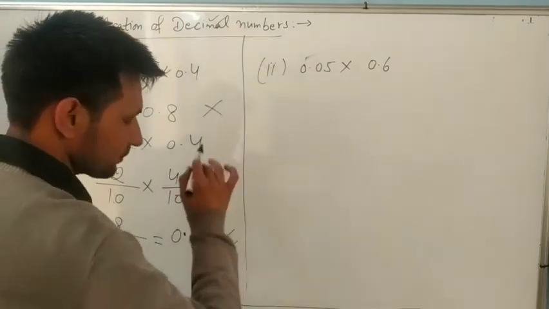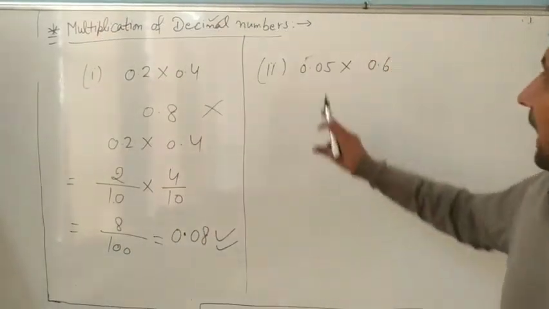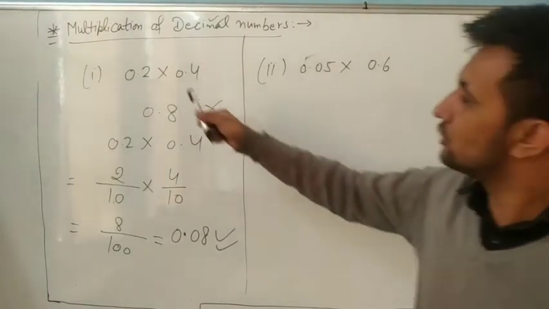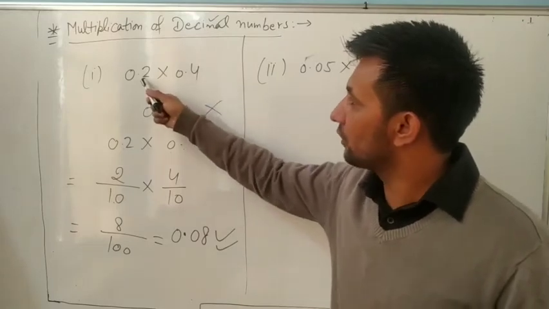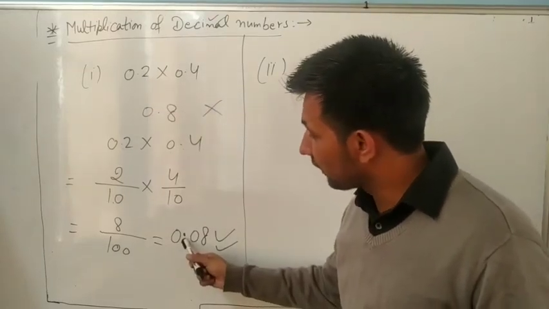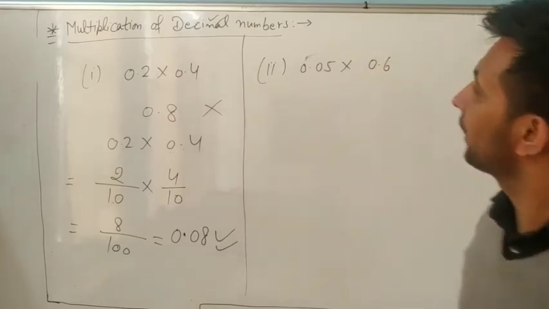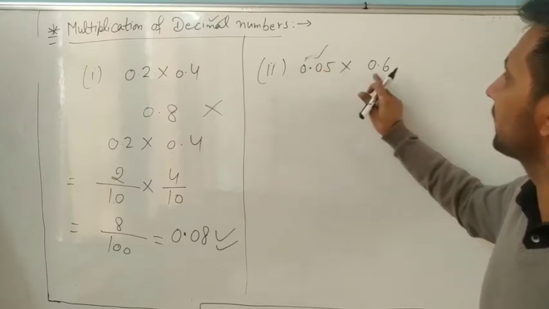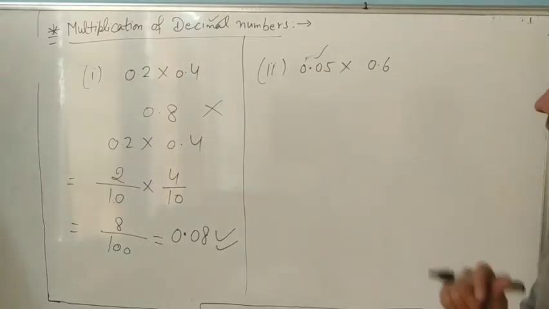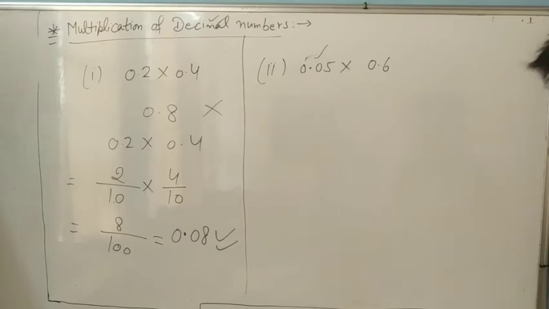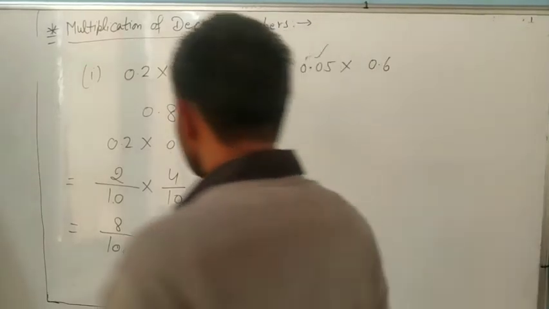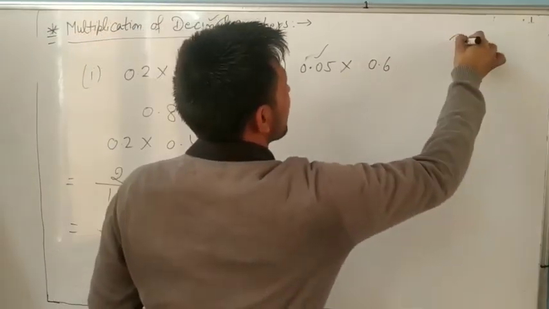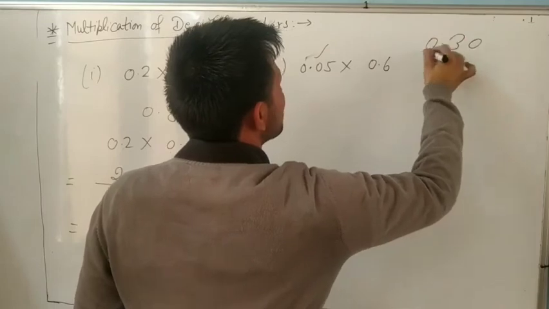Next is one more example. Multiply 0.05 into 0.6. We observe that in 0.2 into 0.4, there is one decimal digit in each, and in the answer after the decimal, how many digits? 2. But here we observe that in one number after the decimal there are 2 digits, but in the other number there is only 1 digit. So what will we do now? Everyone knows 6 into 5, 30. So is the answer 0.30?